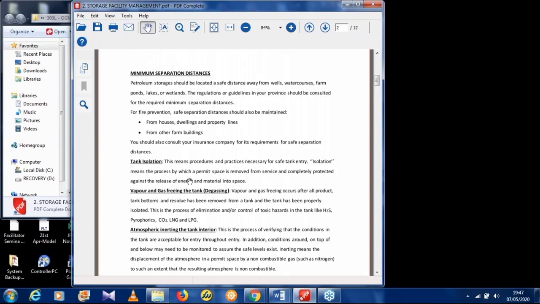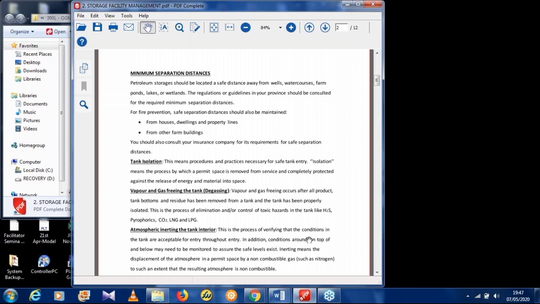Then we have tank isolation, for safe tank entry. When we talk about isolation, it means the process by which a state is removed from service and completely protected against the release of energy or material into that space. This is what I'm trying to say.